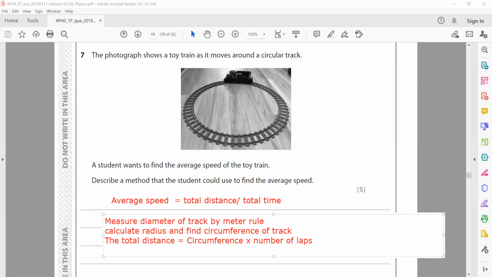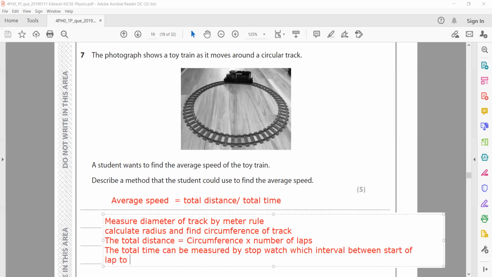And the total time can be measured by a stopwatch, which is the interval between the start of the first lap to the final lap, and then we will use the formula to get average speed.